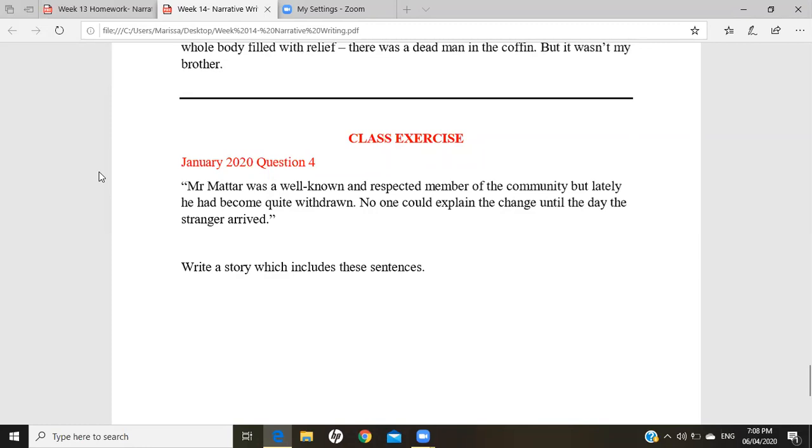Hima, what would you write about? Him pretending to be Mr. Matter when he really isn't. Uh-huh. And the stranger really is Mr. Matter. Ooh. So that's why he started becoming withdrawn, because the person probably was going to reveal themselves to society. Yes. Oh, interesting. And how would the real, and this person who is pretending to be Mr. Mata, what is he in reality?